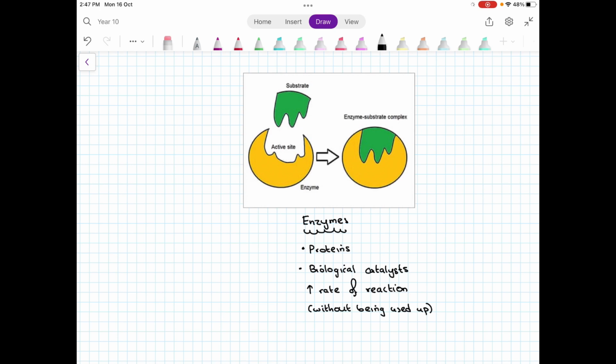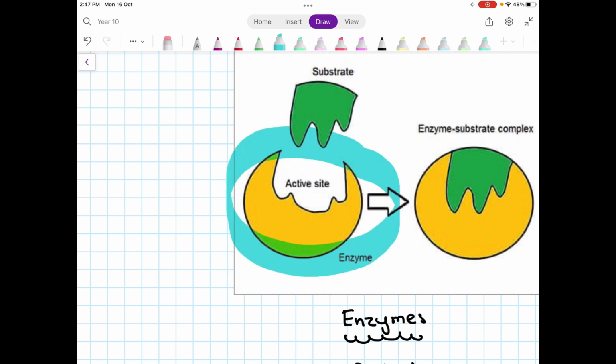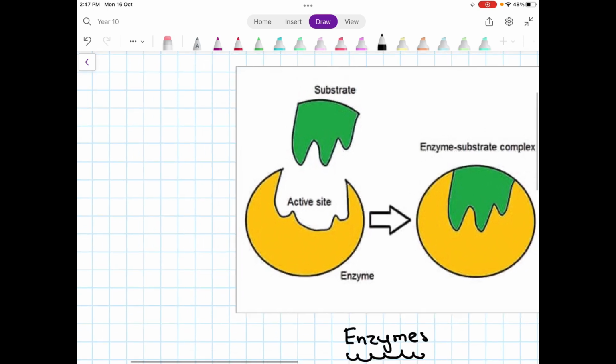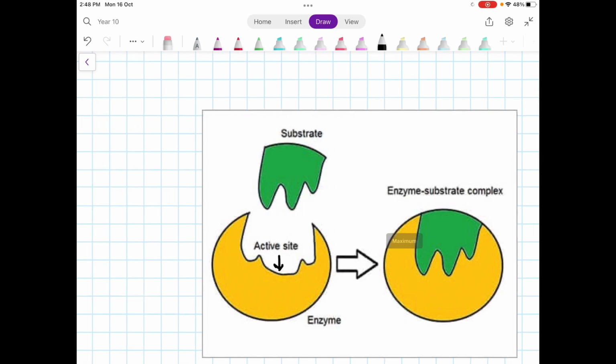So what we do in GCSE is learn about the lock and key model with enzymes. So this over here is what has been depicted as an enzyme. And over here, we have an area known as the active site. This substance in green, though, is known as the substrate, and it's what the enzyme is going to bind to in order to break it down.